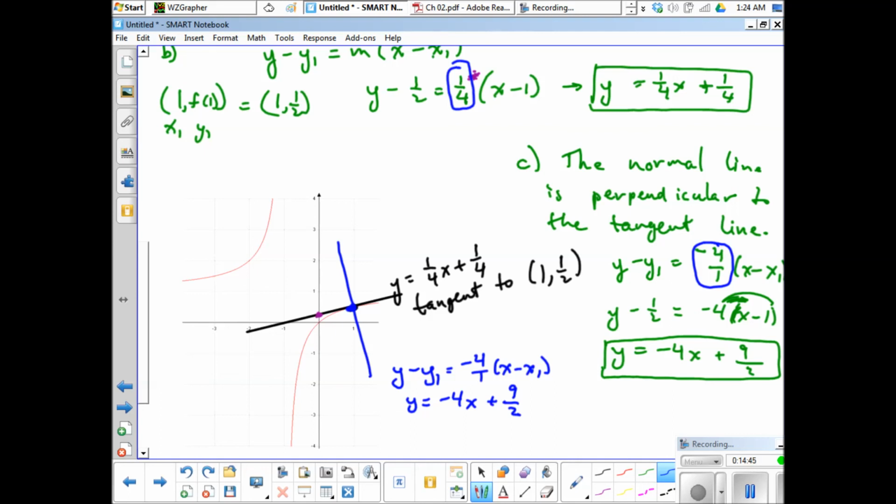There's another line on this graph that has the same slope as this black line. It's actually over here. We just need to find out where it touches. Okay.